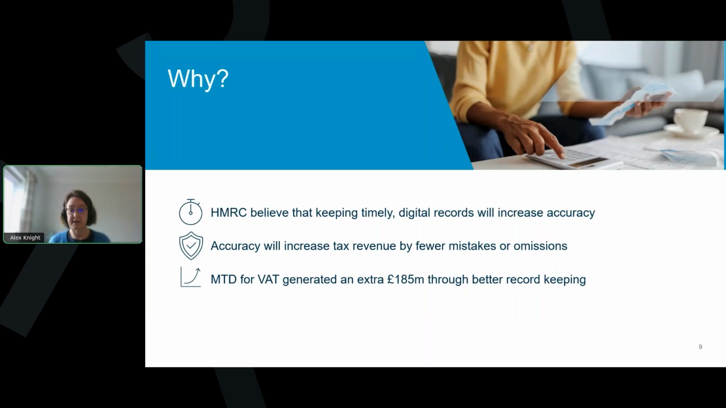By increasing the accuracy of record keeping, HMRC believe that this will increase tax revenue. They won't be checking the accuracy of the quarterly updates at this stage. They just want to know that records are being kept and being kept up to date. Our view, however, is that it's better to have accurate records as you go rather than having to complete and correct them at the end of the year.